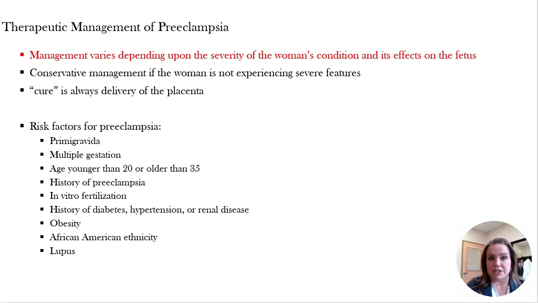So what do we do if a patient has preeclampsia? We know they have this condition. We know they have hypertension. We know their organs potentially, so their kidneys, their liver, their brain, we know those are involved in the disease process. So what do we do about it? The cure is always delivery of the placenta, okay?